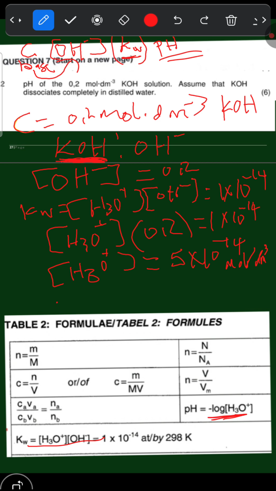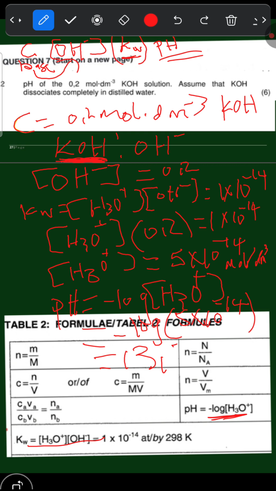I now start and say the pH is equal to negative log of the concentration of what? Hydronium ions. Now negative log, what is the concentration? 5 times 10 to the power negative 14, right? And the answer will be 13.3. And it makes sense that the pH of a base is greater than 7. And that's how we actually do it.